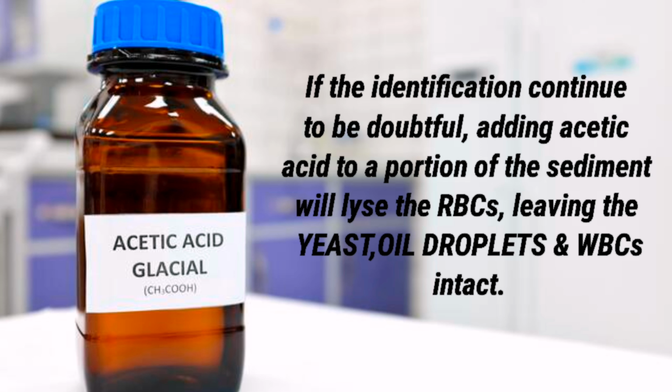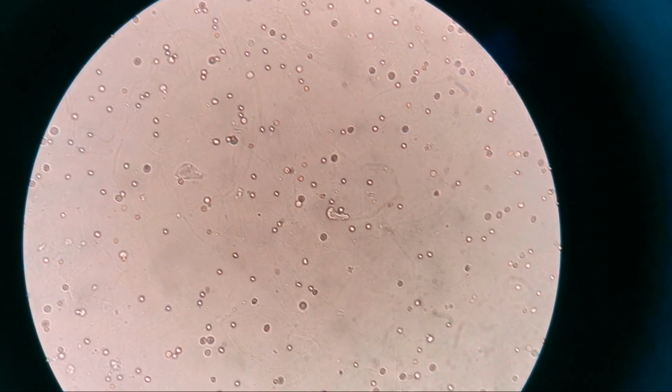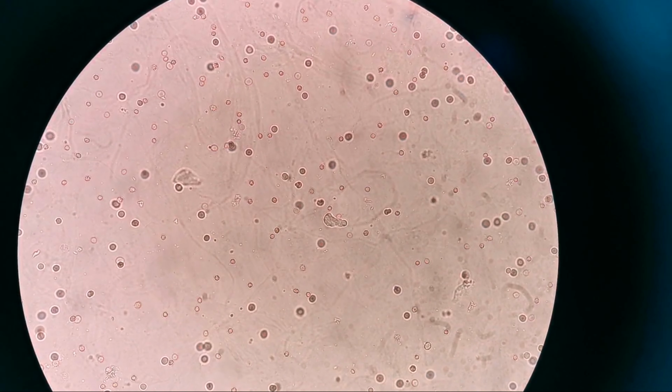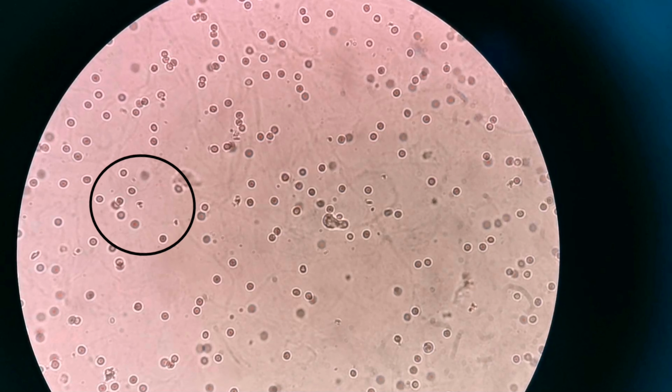If the identification continues to be doubtful, adding acetic acid to a portion of the sediment will lyse the RBCs, leaving the yeast, oil droplets, and WBCs intact. Now let's continue reading the urine sample. Let's start counting. Count the RBCs that I encircled.